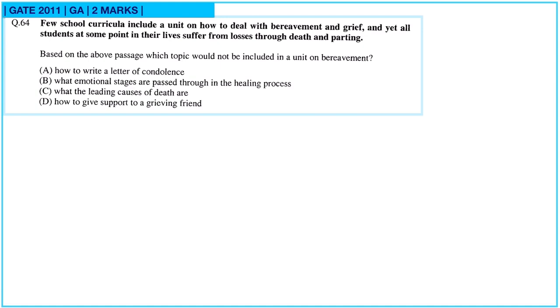First is how to write a letter of condolence. That should be a part of the curriculum. What emotional stages are passed through the healing process? It should also be there. What are the leading causes of death? How to give support to a grieving friend. So these three should be there, and the point which will not be in the curricula will be option C. What are the leading causes of death? Because this curricula deals with grief, not the cause of death.